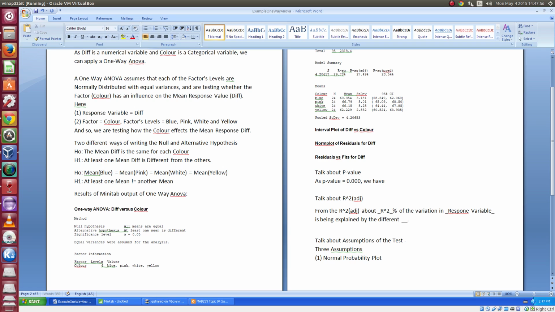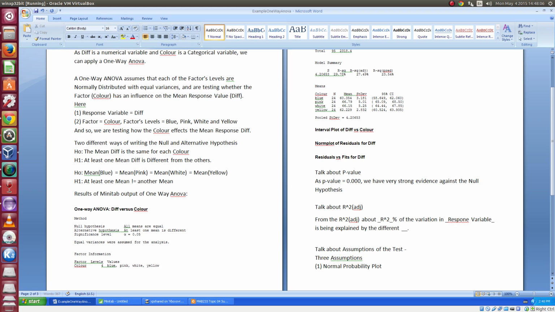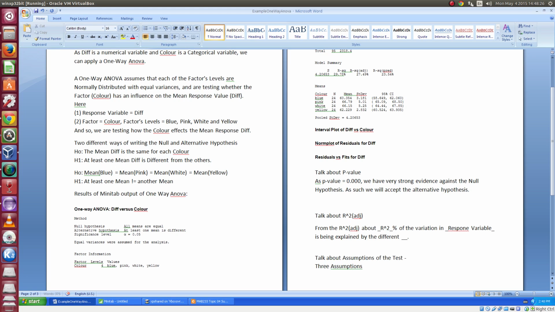So that's all I'm going to type. We have very strong evidence against the null hypothesis. And so, as such, we will accept the alternative hypothesis. Okay, so we've given the statistician's result in terms of the p-value being equal to this.